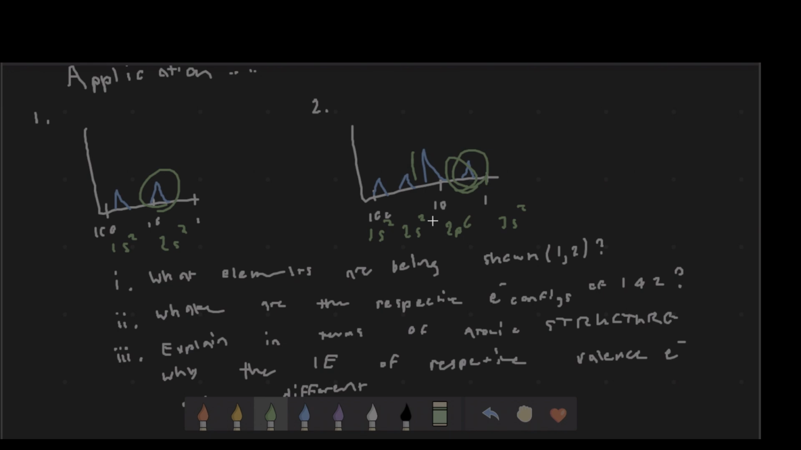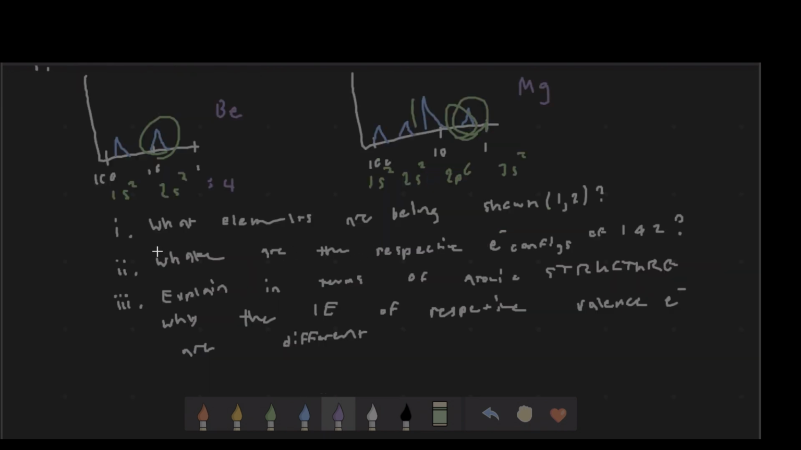Okay, so now that you guys hopefully have found an answer, we're going to say that since this has 4 electrons, this represents a beryllium atom. And since this has 12, we're going to say it represents magnesium. Both group 2 metals, so similar properties. And we kind of already did questions 1 and 2.